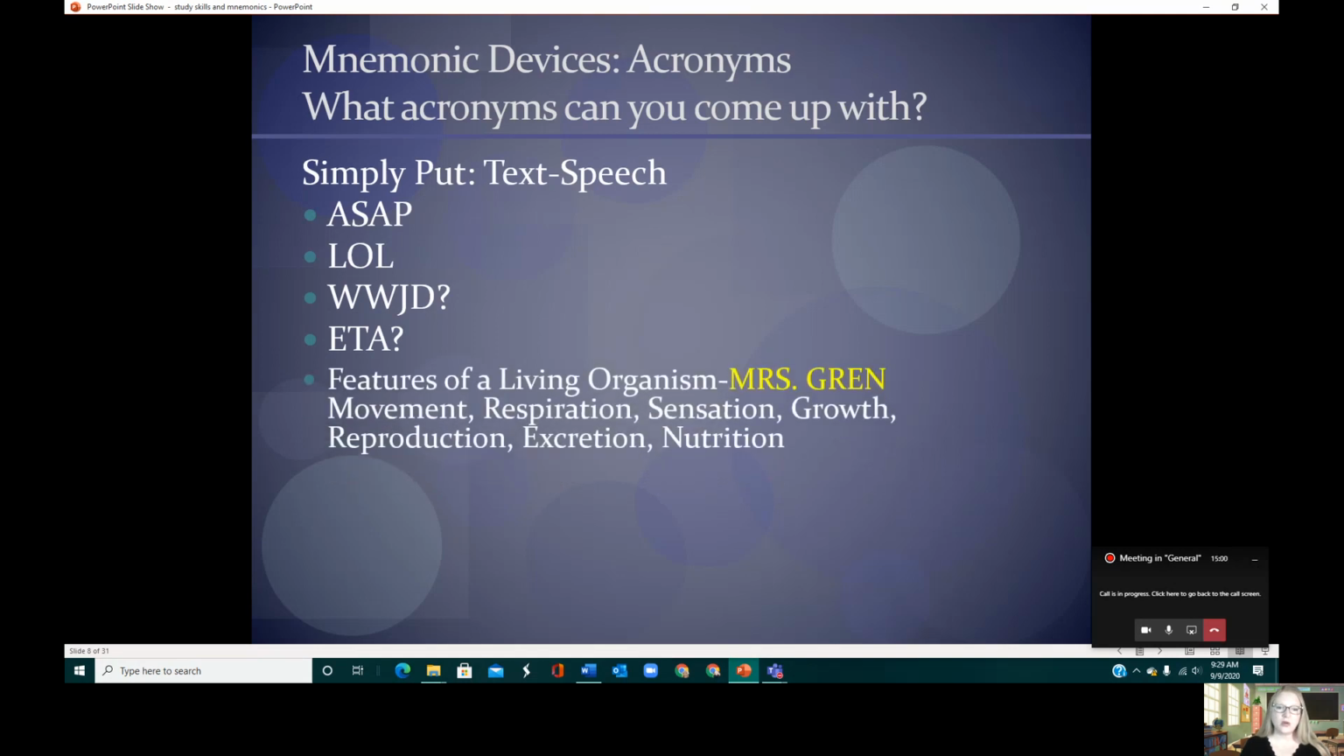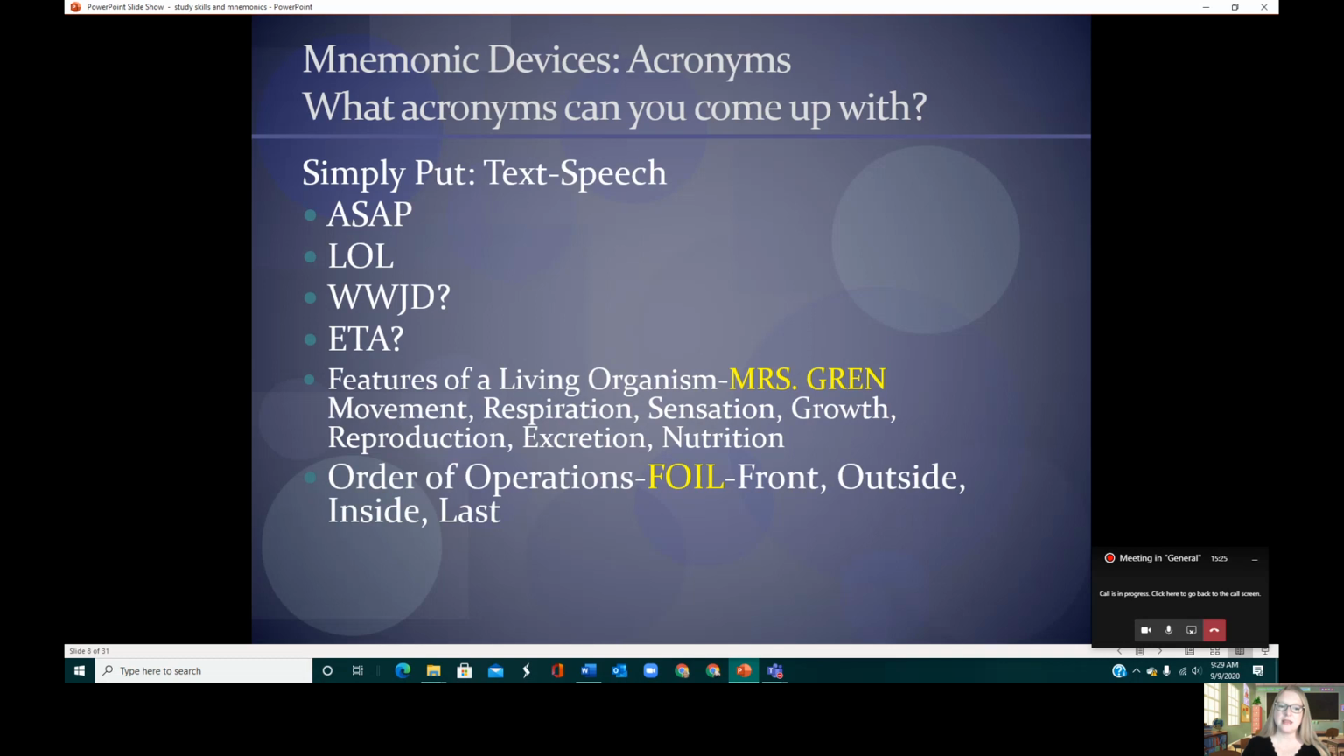Then we get into science. So features of a living organism is Mrs. Gren, which stands for movement, respiration, sensation, growth, reproduction, excretion, and nutrition. So if they remember those first letters, Mrs. Gren, they could memorize that pretty well for that science class. And then math, the order of operations stands for FOIL. So if they remember that, that could help them as well. I remember that one myself.